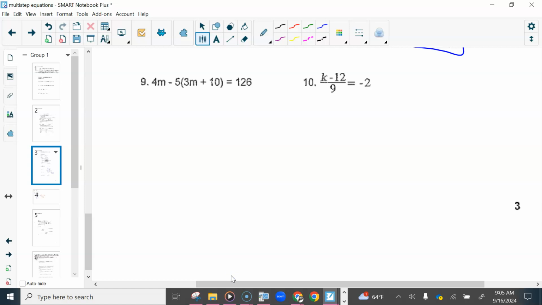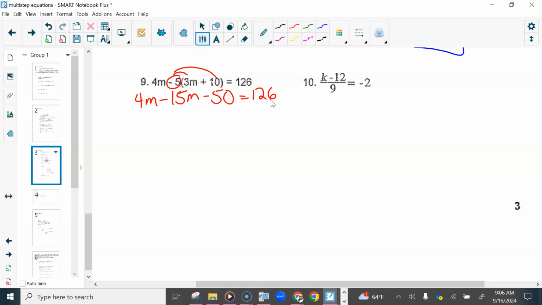Okay. In number 9, we're going to use the steps from above. If we have something to distribute, we have a number outside of parentheses, so we're going to take that and distribute it to everything inside, just multiplying. Be careful with your negative if you have other negatives, but in this case we don't. So this would become negative 15m minus 50 equals 126.